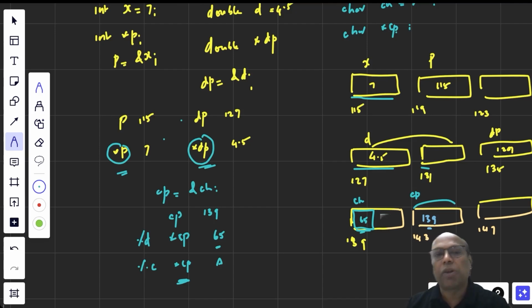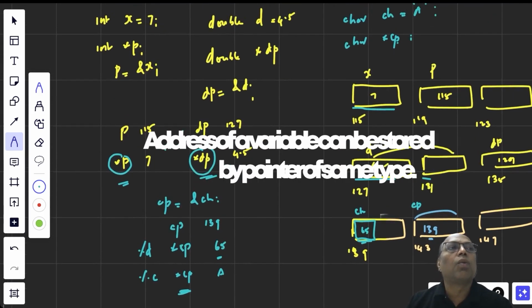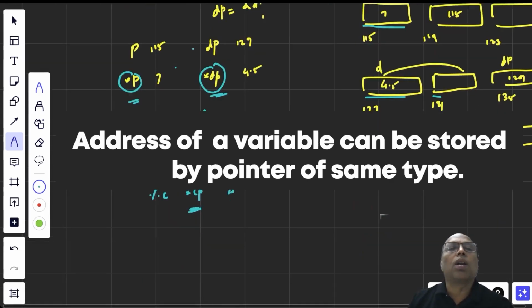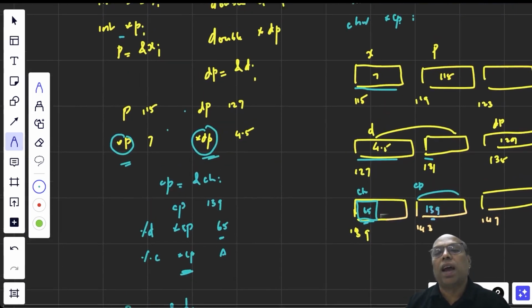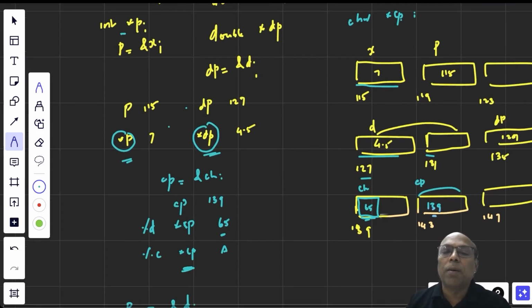1 byte. Therefore, once again I would like to remind you, the address of a variable can only be stored by a pointer of the same type. Why can't you store it in another type of pointer? That means, can I say P is equal to &D? Can I write it? When I say &D, what am I going to get? I'm going to get 127. Can I store it inside P? If you store it, what will happen?